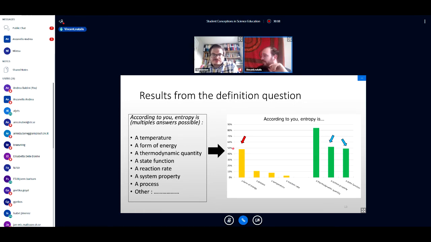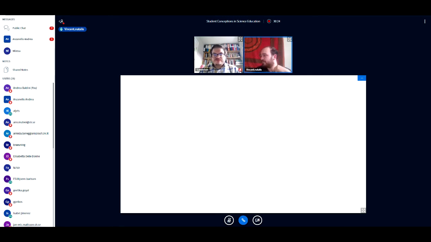In orange, you have the items which are the wrong answers, such as entropy is a process, which is wrong, and in green, the correct items, such as entropy is a thermodynamic quantity. Again, immediately notice 3 important results indicated with these arrows.